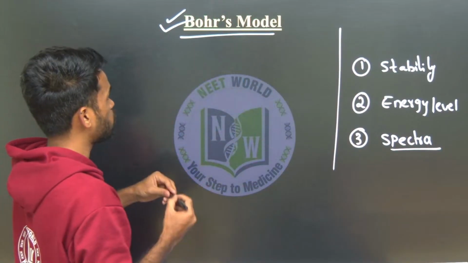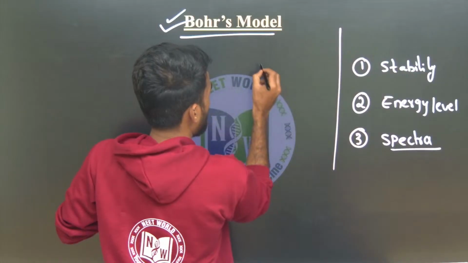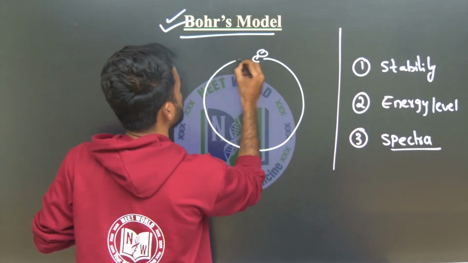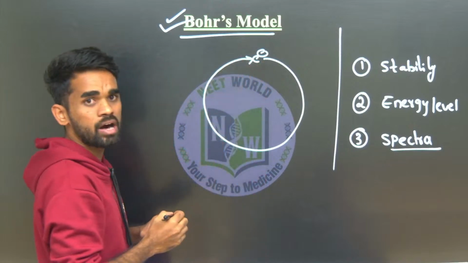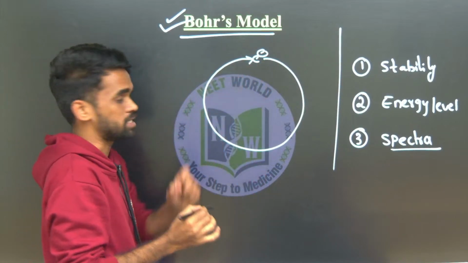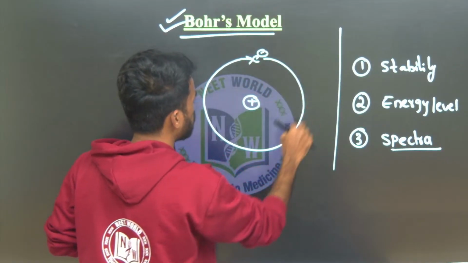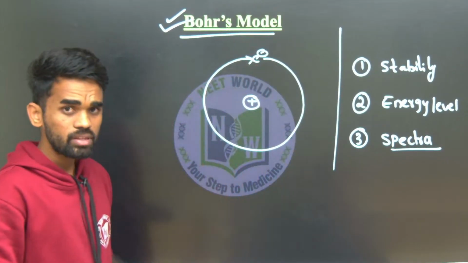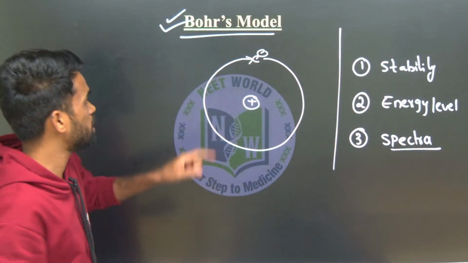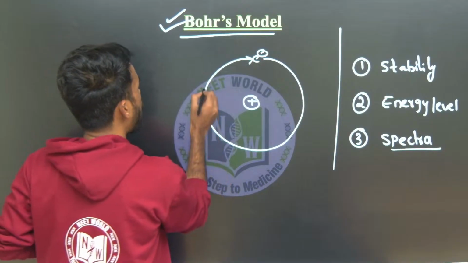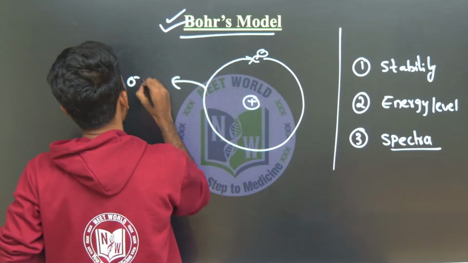Look at this. What he said is, electrons revolve around the nucleus in circular paths called orbits. If this is a nucleus, around this nucleus electrons will revolve in a fixed path. These fixed or circular paths are called orbits.